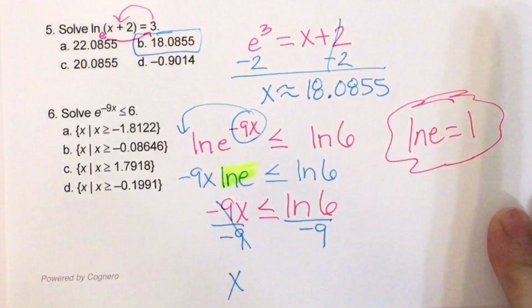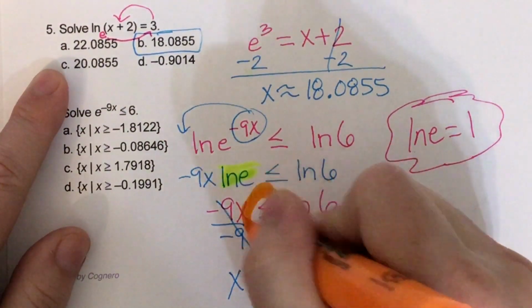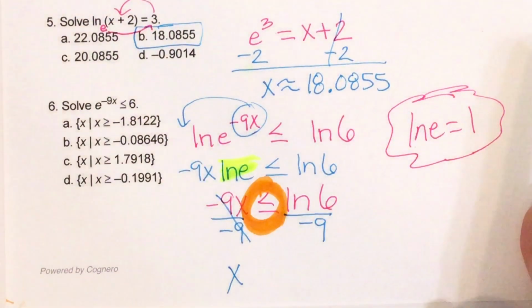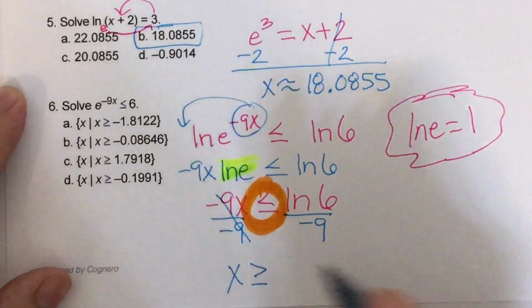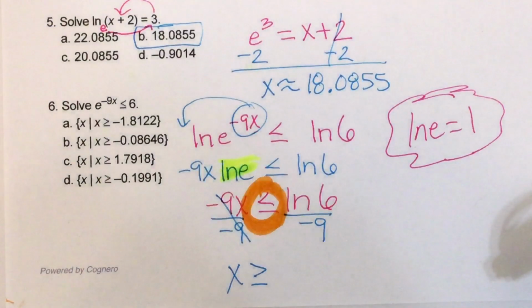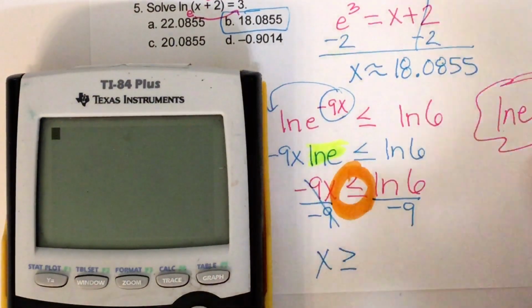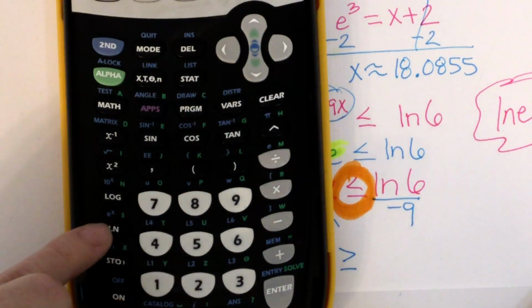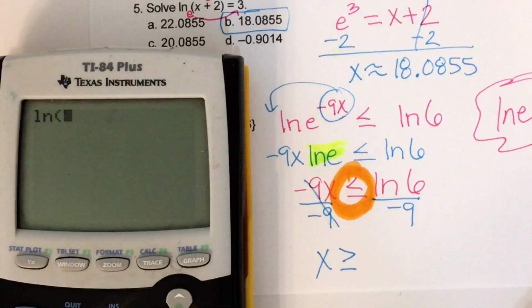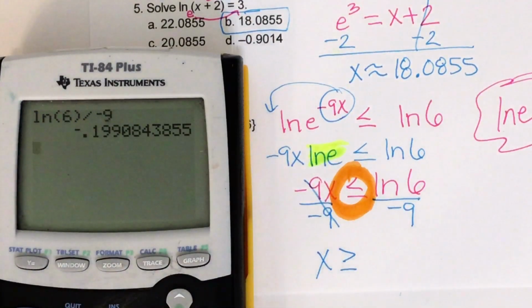Now, did you notice anything? I'm dividing by a negative. And when you divide by a negative, you've got to flip that sign. So we flip our inequality sign. And on the right-hand side, I put natural log of 6 divided by negative 9. Natural log is just this ln button to the left of the 4. So natural log, 6, close the parenthesis, divide by negative 9. And this is my answer.